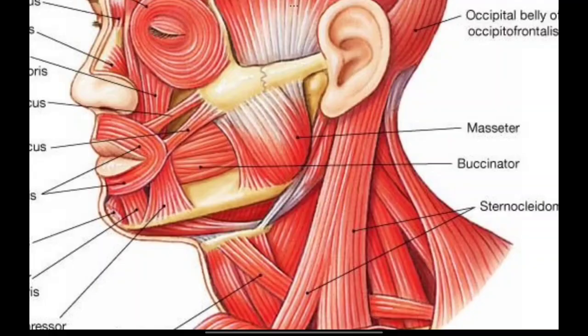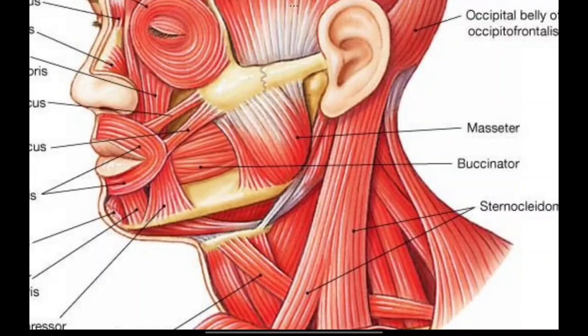Masseter, it elevates the mandible. So it is present near the mandibular region. You can see above the buccinator the labeling of masseter. So it helps in the elevation and chewing especially. So that is the role of masseter. As the name says, masseter, so grinding. So it helps in the chewing.